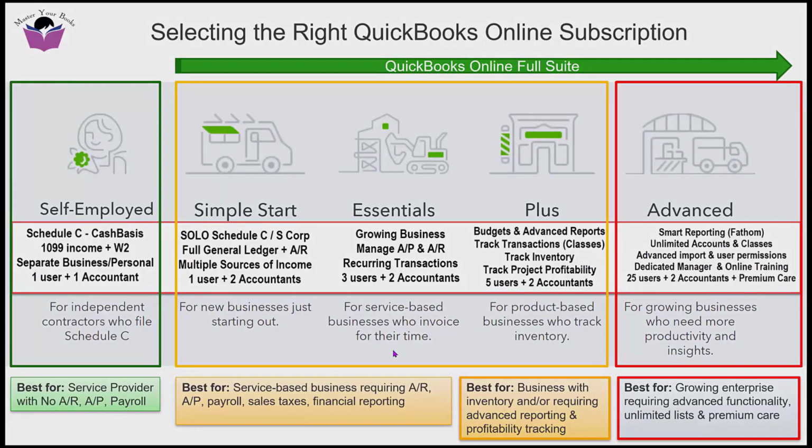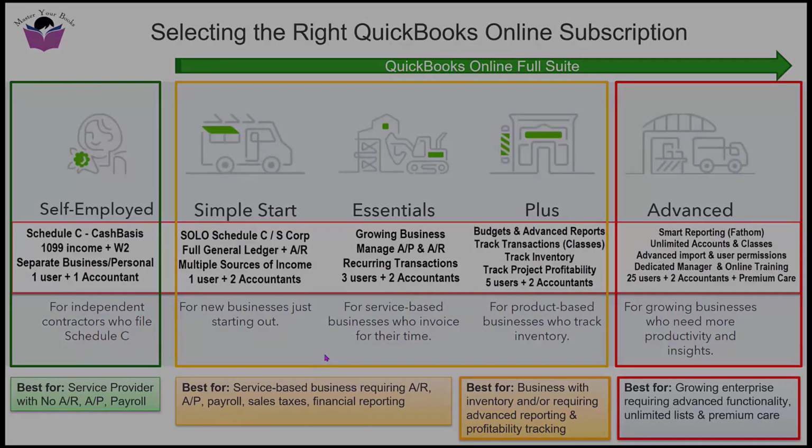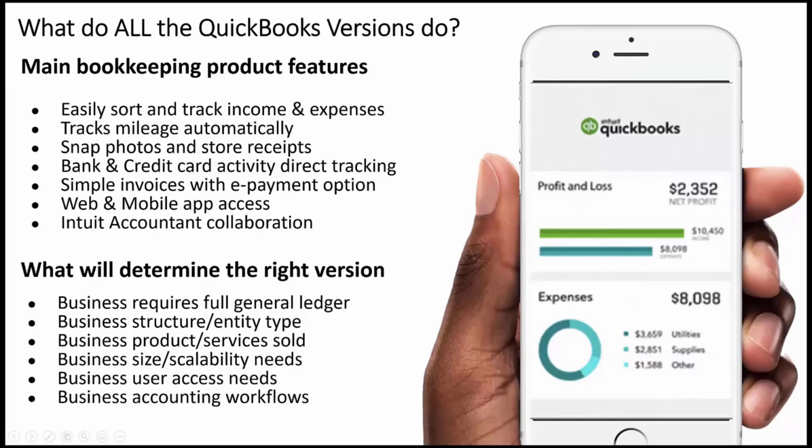Now, what's important is to also understand, what do all the QuickBooks versions have? And now I'm going back to all five of the versions, from QuickBooks Self-Employed to all of the rest of the versions which are inside the QuickBooks Online suite. So that's Simple Start, Essentials, Plus, and Advanced. They all sort and track income and expenses. They all track mileage now. That's new for this year, for 2020.